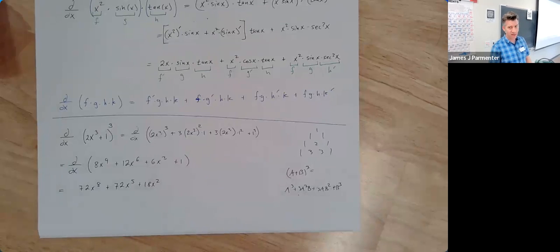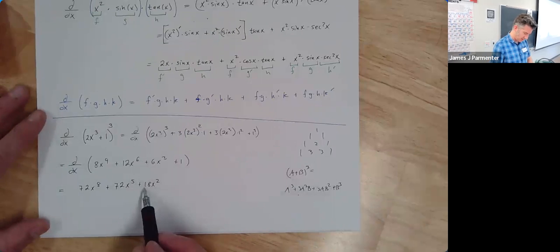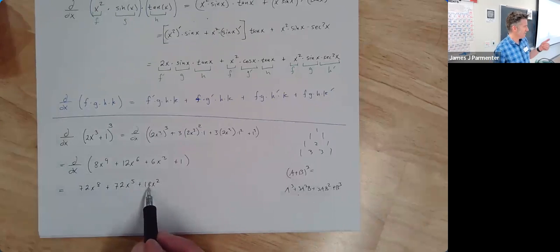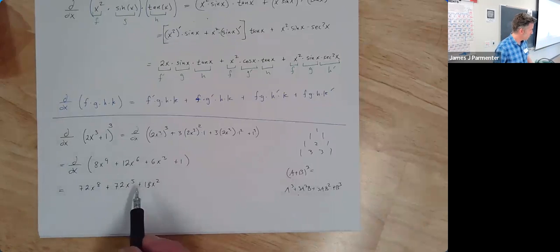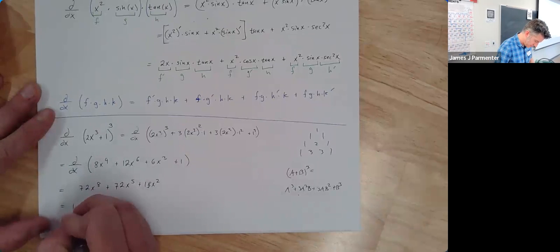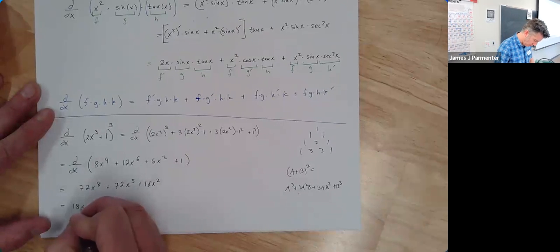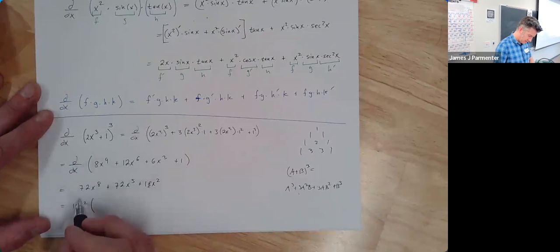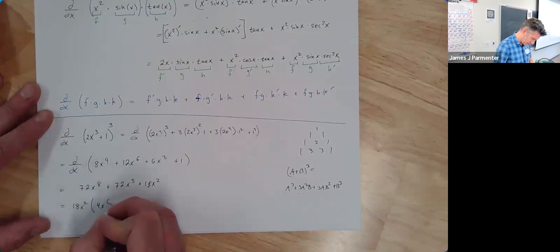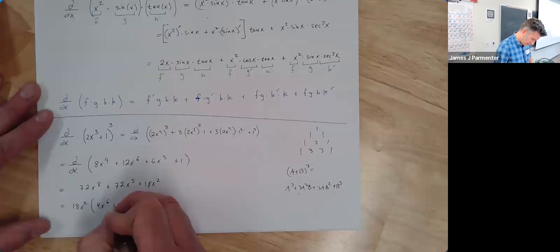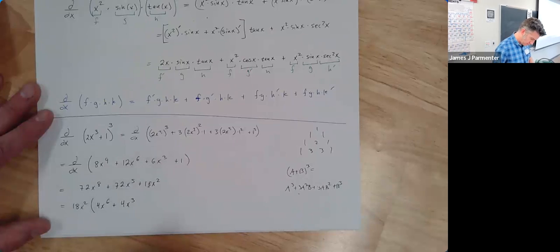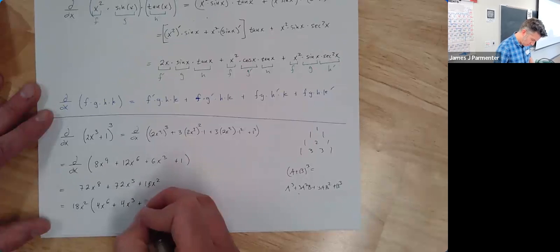And this may not look very interesting, but it is. We just need to do a little bit of factoring. So let me factor out as much as I can here. I think I can factor out an 18. See, 18 times 2 is 36, and 36 times 2 is 72. So if we factor out an 18 and an x squared, we're left with 4x to the 6th plus 4x cubed plus 1.